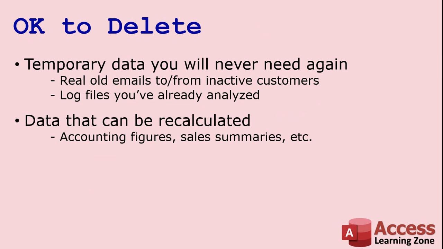Temporary data you'll never need again. For example, real old emails from inactive customers. You've got stuff from 10 years ago. I have all the emails going back from my customers from when I started this current business, which is 2004. I've got all that history in there, and that's a pretty big table. But I've got it outside of my main Access database. It's in a backup file, so I can still go back and get it.